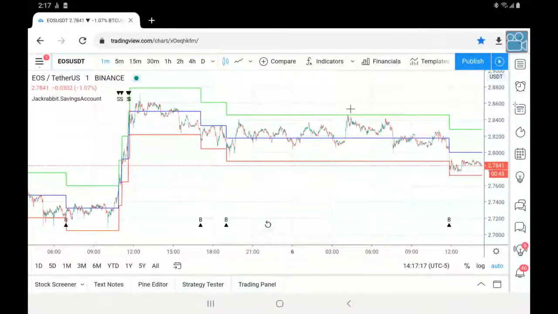EOS. No. This right here is one big red flag. It can't even break a 2% boundary in all of this time. For me, that is just a deal breaker. I would not even consider this coin at all for a savings account.